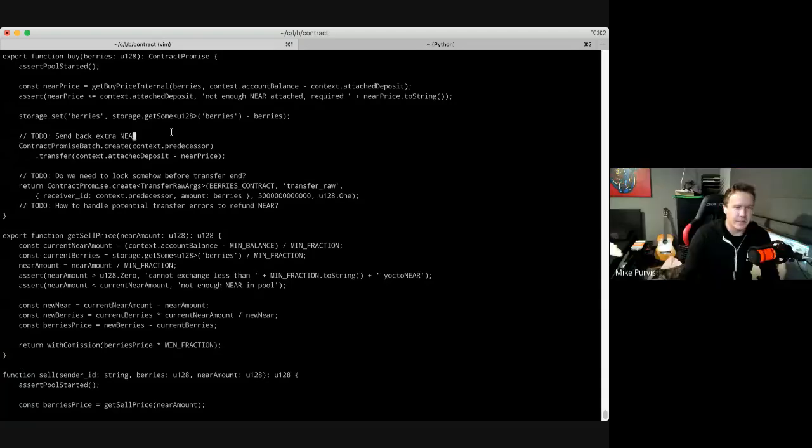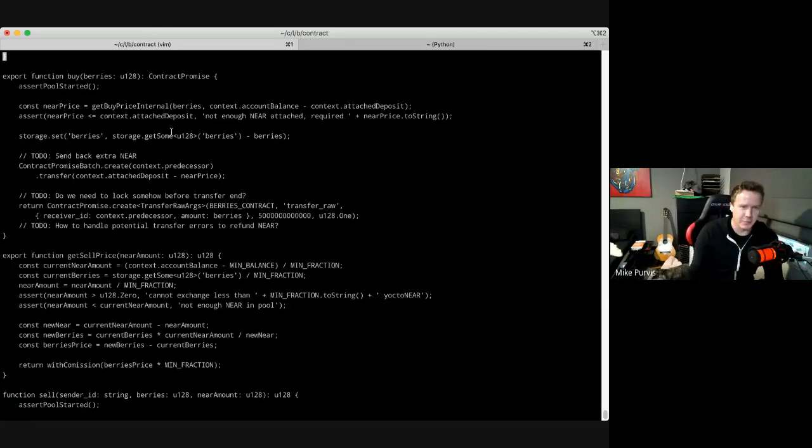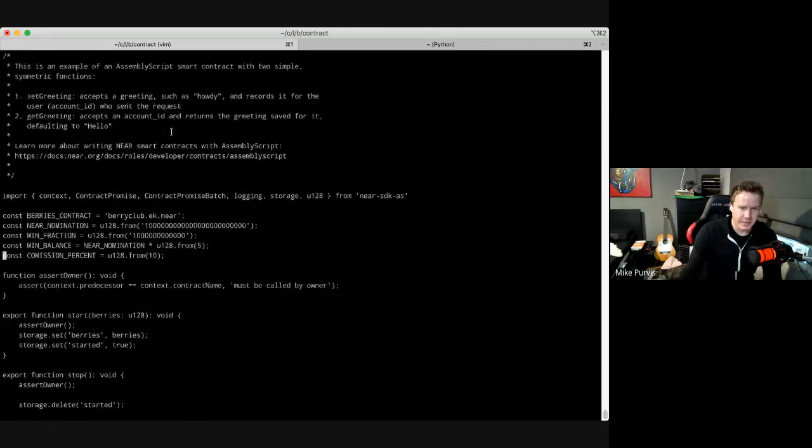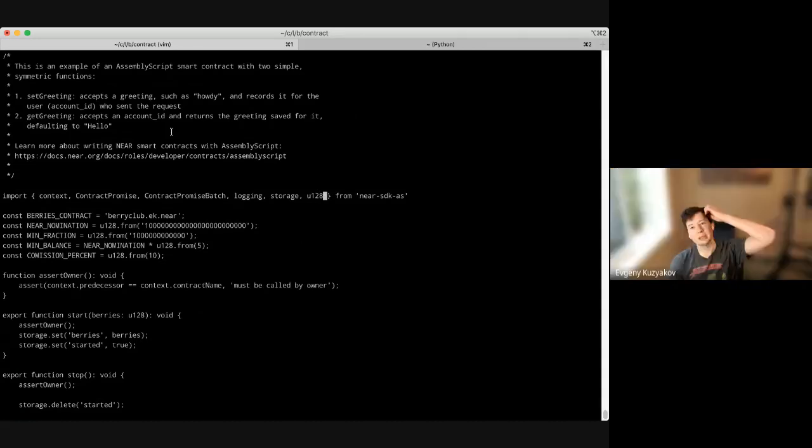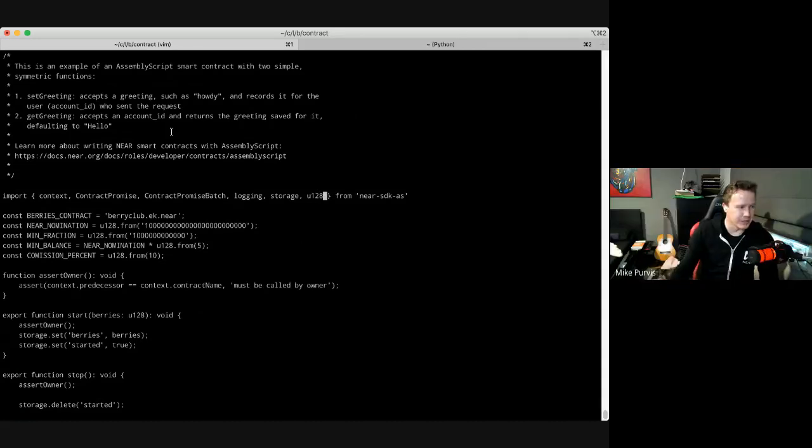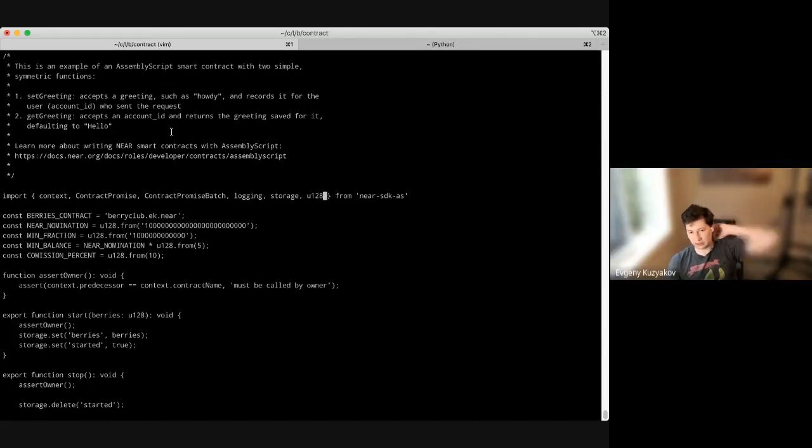I would guess that at the very top, he imports a bunch of things from near SDK AS, and one of them is U128. I would assume that U128 has something like max value that you could use to check against. Maybe it even has the overflowing check that you can do.